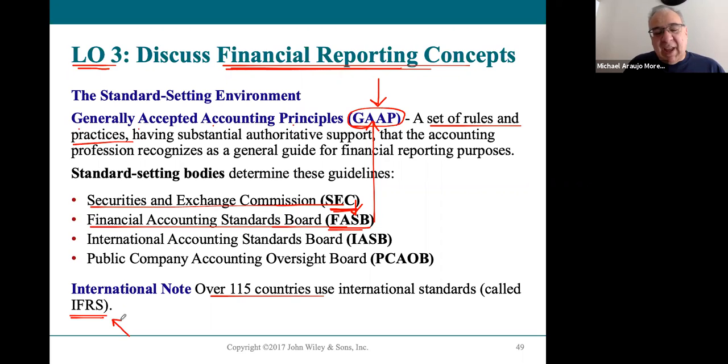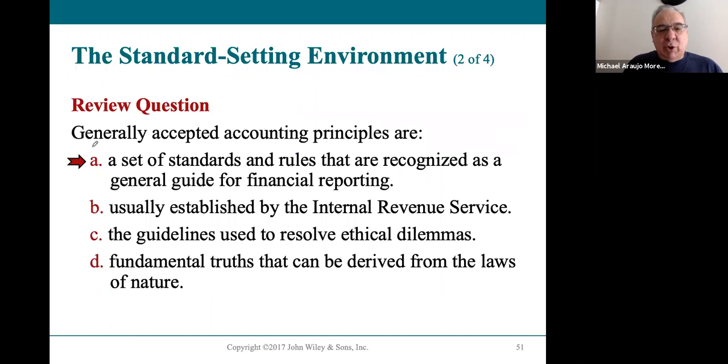But if you are headquartered in another country, then very likely you're using the IFRS standards to do your financial reporting. And just like the financial accountants are involved in putting together the rules that we call GAAP, there's an international accounting standards board that basically is in charge of putting together the rules that are for IFRS. And that is how it's all set up. But you do have to know what GAAP is. All right, that's really, really important.